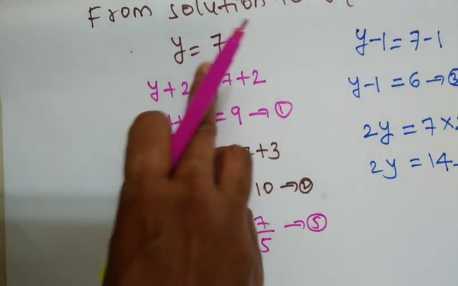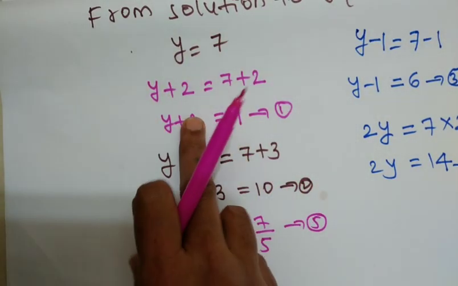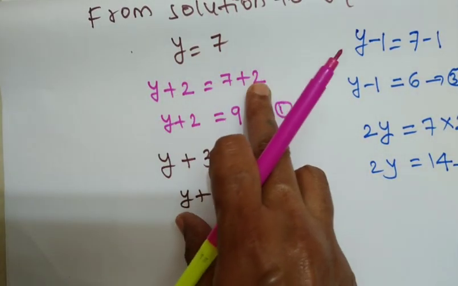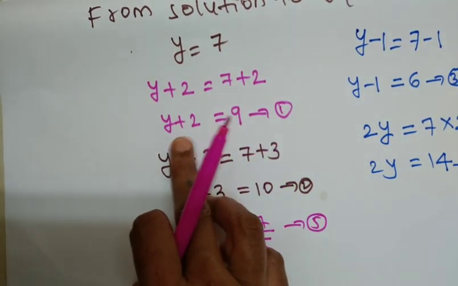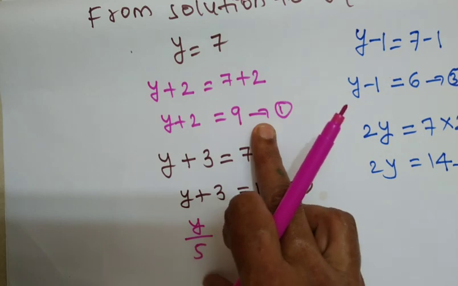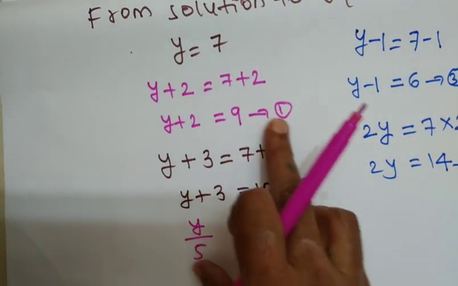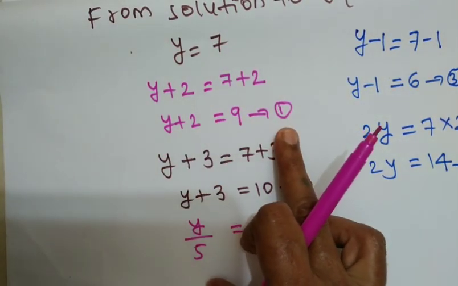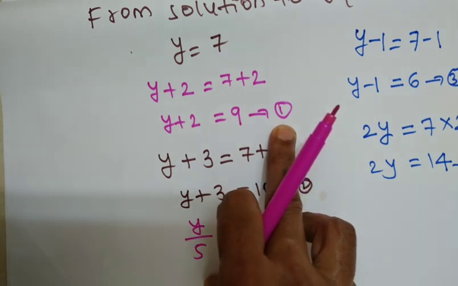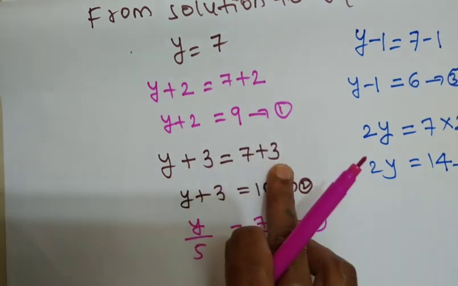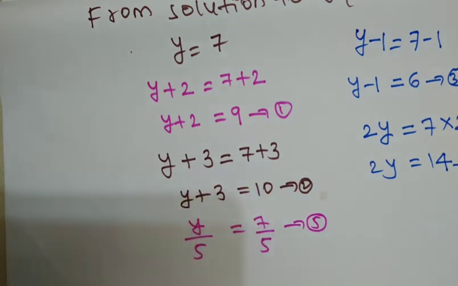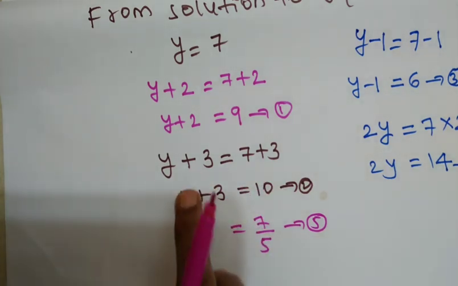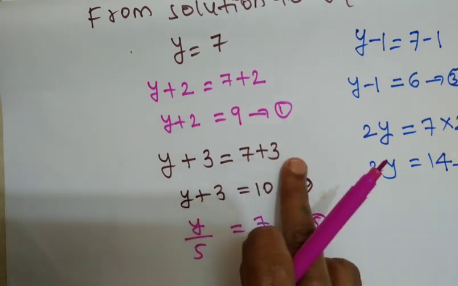Now you see, y equal to 7. What I did was add 2 to both sides, then you got y plus 2 is equal to 7 plus 2. Now y plus 2 is equal to 9, meaning 7 is the solution of this equation. Let us find one more equation. I added 3 to both sides. It is not compulsory that you add only 3; you can add any number. Then you will get one more equation: y plus 3 is equal to 7 plus 3.